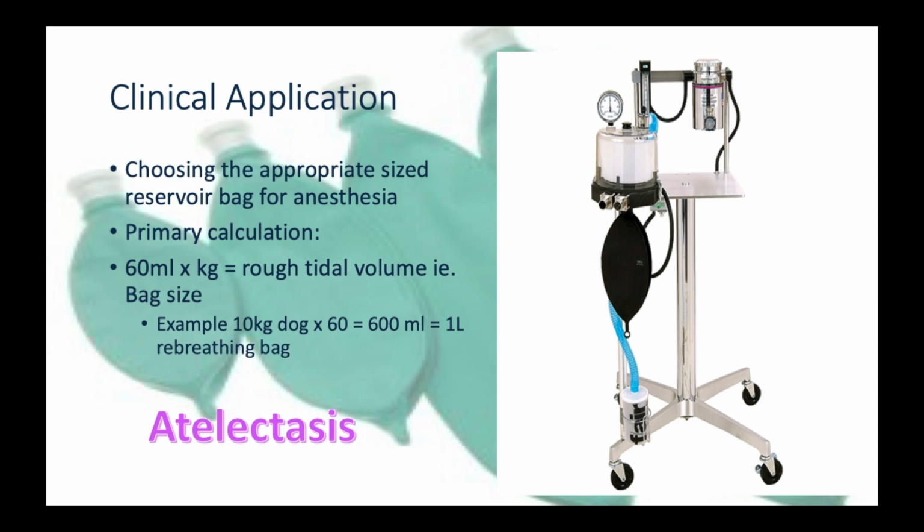So for the primary calculation, we typically use 60 milliliters per kilogram, and that gives us a rough tidal volume, or at least a rough idea of reservoir bag size. So for example, if we have a 10 kilogram dog, we multiply it by 60 milliliters. That gives us 600 milliliters, so that's 0.6 of a liter. So we'll end up going with a 1 liter rebreathing bag.